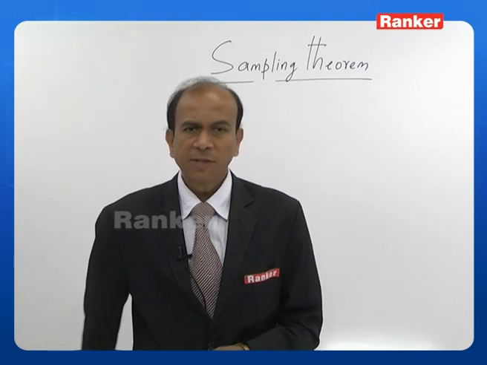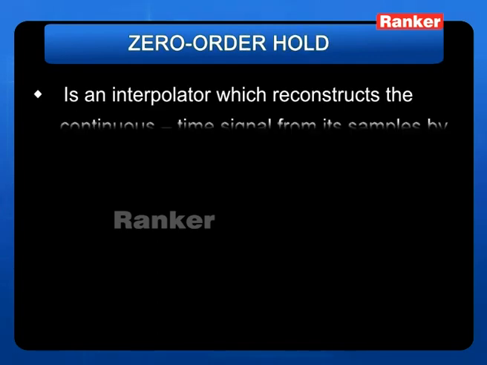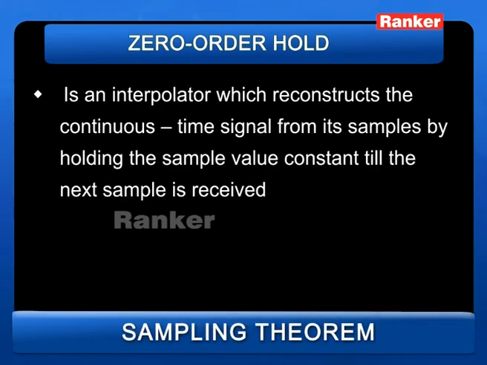Then we see what is called zero order hold. The zero order hold is an interpolator which reconstructs the continuous time signal from its samples by holding a sample value constant till the next sample is received. So, zero order hold is actually an interpolator which reconstructs the continuous time signal from its samples by holding a sample value constant till the next sample is received.